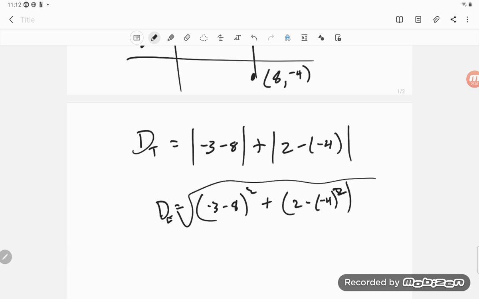Okay, that was Euclidean distance. You could put a little E for Euclidean, I guess. We didn't do that in the first video. Okay, so that's Euclidean distance. Everything is in the same order. I just square it and then take the square root of the whole thing.